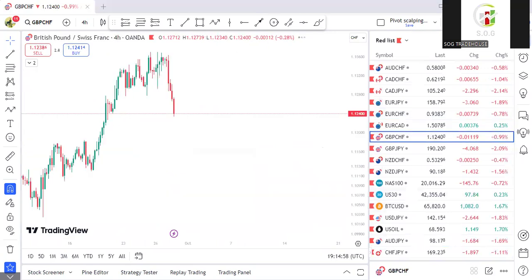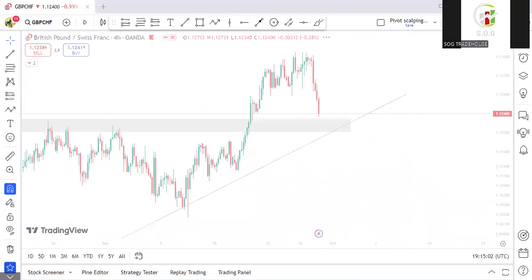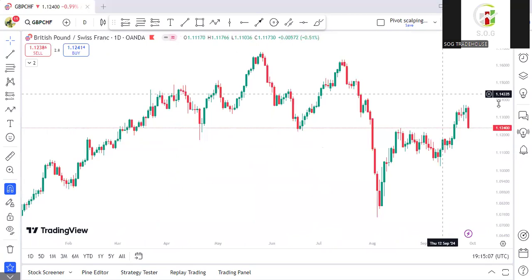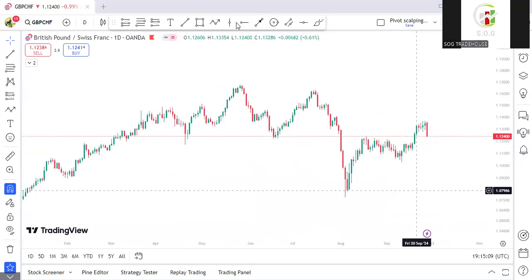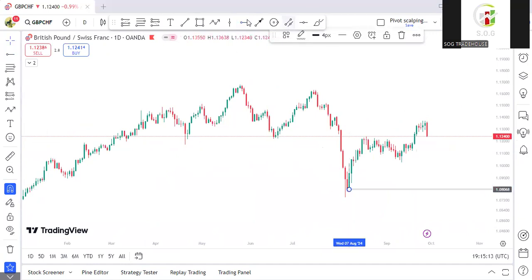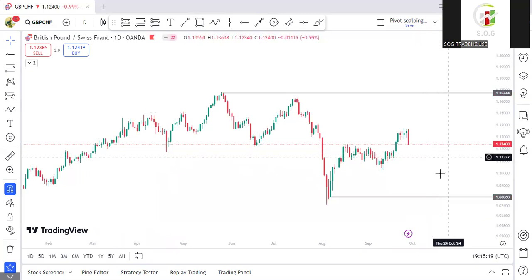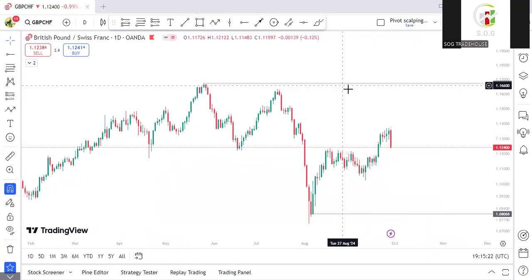So next on my list is GBPCHF. So let me delete everything on GBPCHF. So on GBPCHF, we can mark out this low and also this high. So what can we see on GBPCHF?